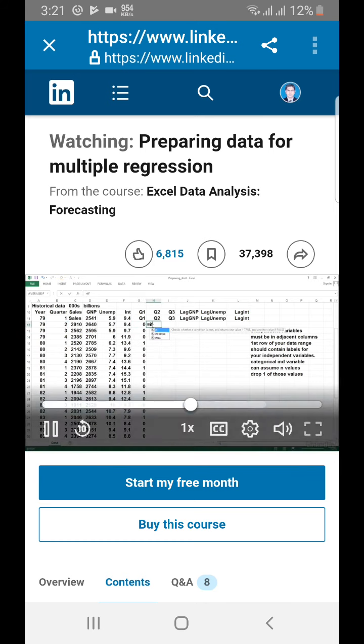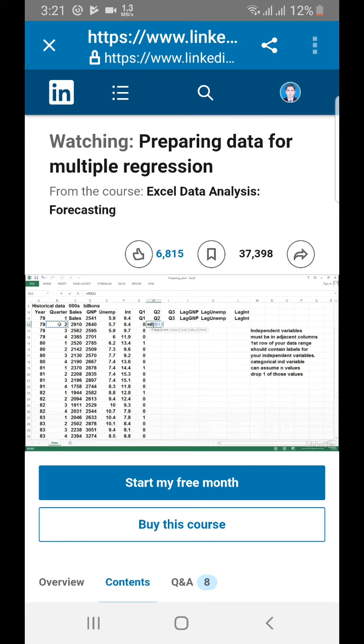For Q2, you can say if the quarter number equals 2, put a 1 in this column, otherwise a 0, and copy that down. You should see a 1 whenever it's Q2 and a 0 otherwise. So this row 12 is a Q2, you see a 1. Row 13 is a Q3, not a Q2, you see a 0.